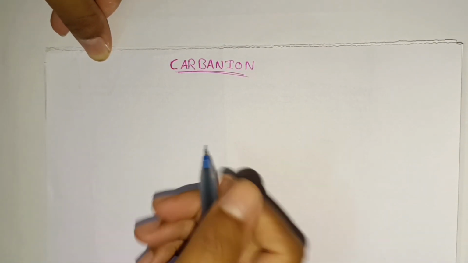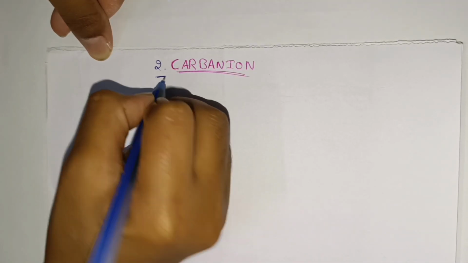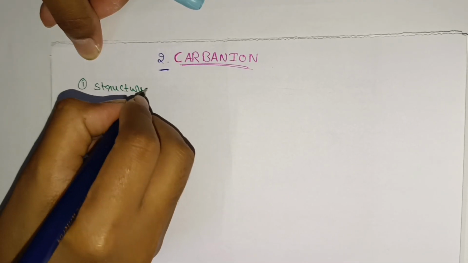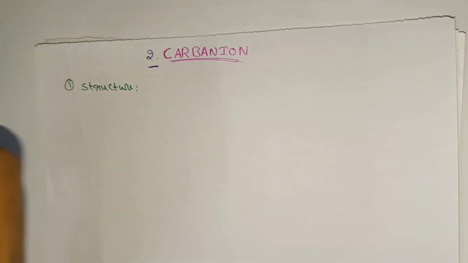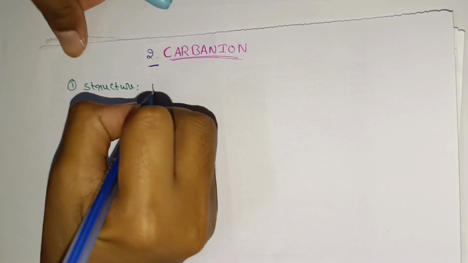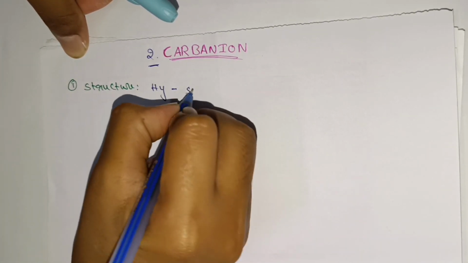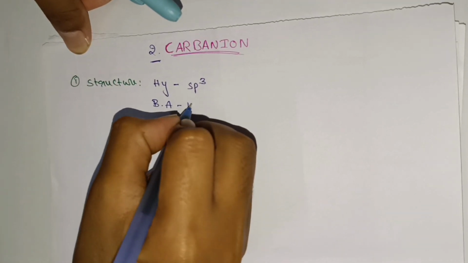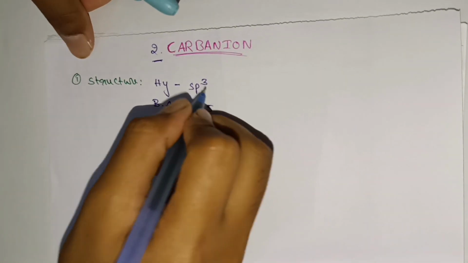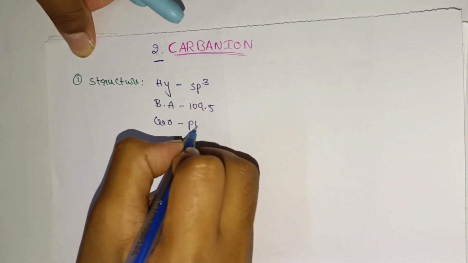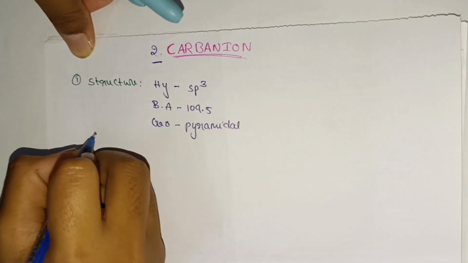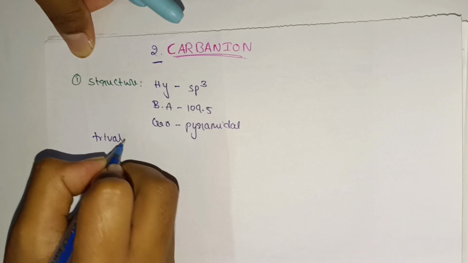Today's reactive intermediate, the second one, is carbanion. In this, the first topic is structure. What is the hybridization of carbanion? The hybridization is sp3. What is the bond angle? 109.5. Next, the geometry is pyramidal. This is also a trivalent carbon.